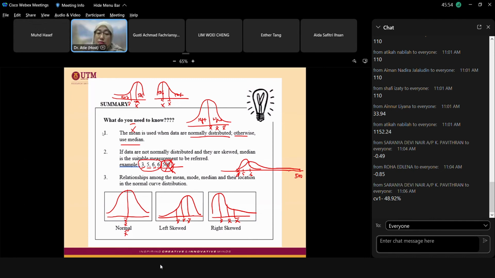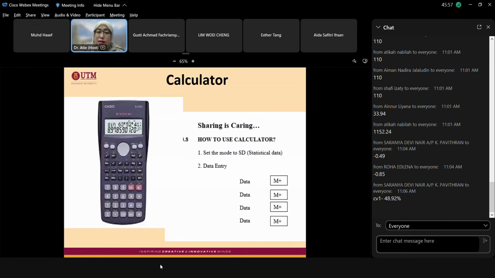Okay, so the next one is how to use the calculator. This is the calculator that you need, the Casio Scientific Calculator. You cannot use this Shopee makcik-makcik calculator. You cannot use this one, but you need to use this one. During the final exam or also during the test, you need this calculator. Therefore, you need to get one. So let me show you how to use the calculator. We are going to repeat our exercise 1.